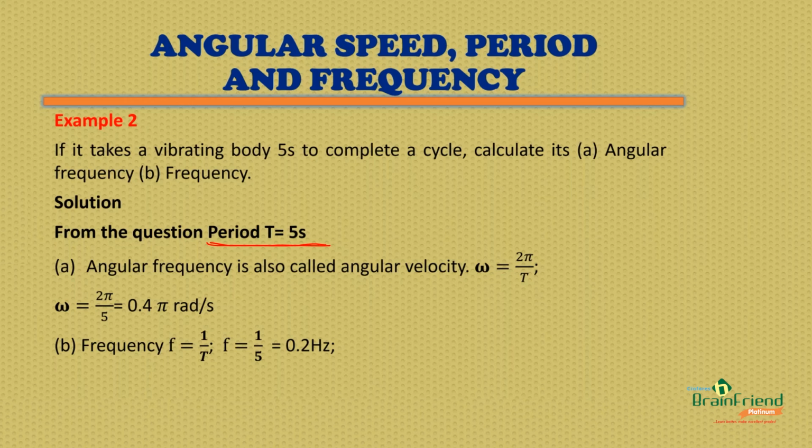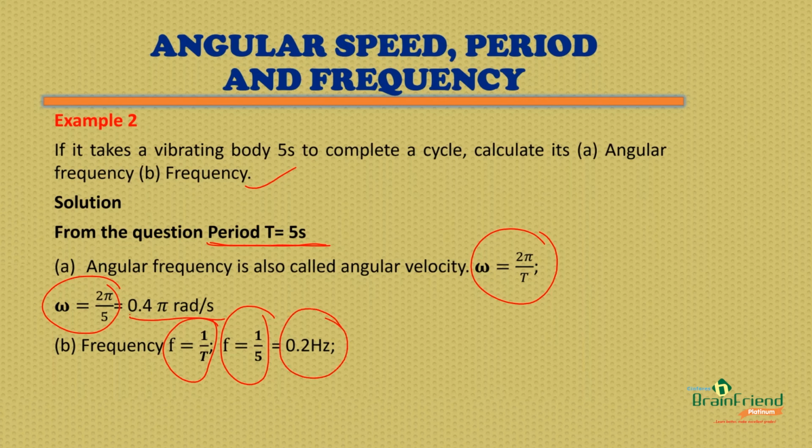The expression that relates angular frequency with period t is omega equal to 2 pi over t. When we substitute 5 for period capital T, we have omega equals 2 pi over 5. And this gives us 0.4 pi radians per second. The next parameter we have to solve for is frequency. Remember that frequency f is the inverse of period t. Therefore, substituting 5 for period t, we have f is equal to 1 over 5. This gives us 0.2 Hz. Don't forget, Hz is the unit for measuring frequency.